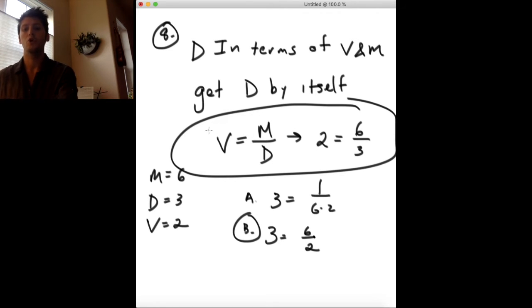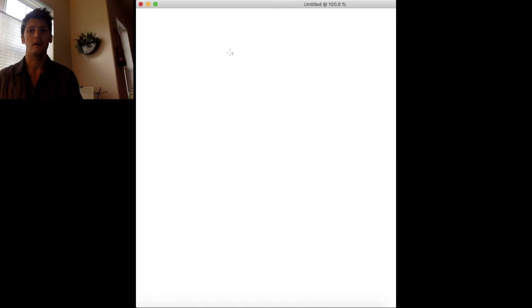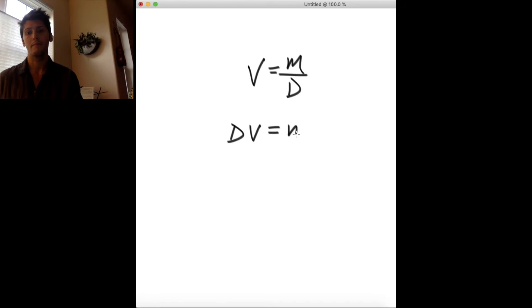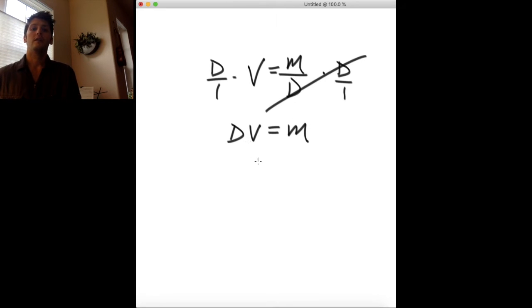Of course, you could just do this in a more traditional way by saying if I want to get D by itself, I'll multiply both sides by D and get DV equals M. Right? To be clear, I just multiplied by D over 1, top and bottom, on both sides. These cancel, you get M over 1 or just M, and you get D times V over 1, which is just DV. Lastly, you would divide by V and get M over V, which is answer choice B. So that was number 8.